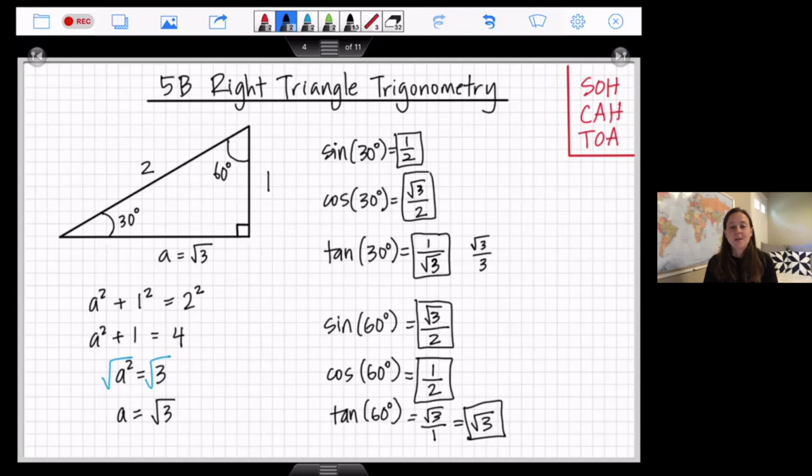All right, so this is all we need to know for now for right triangle trigonometry. We're going to do a lot more with it in class.